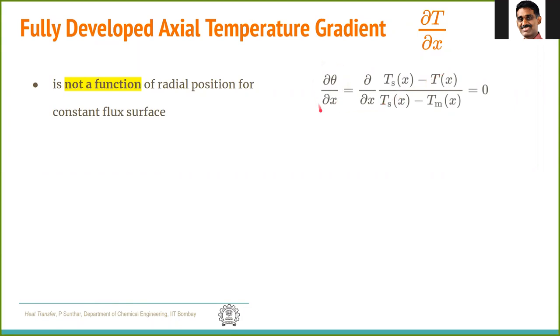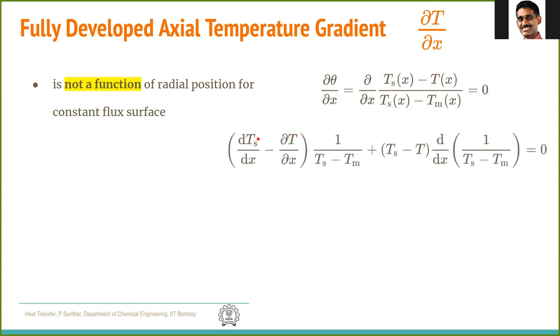So let us start with the definition of theta, which is Ts minus T by Ts minus Tm. And that partial theta by partial x is zero. Now, recognize that all these are a function of x. Ts, which is the surface temperature, could be a function of x. T, which is the temperature of the fluid, could be a function of x. At any r, it's a function of x. And the mean temperature, because it is a mean taken over all these values, that is also a function of x. So all four quantities are a function of x.